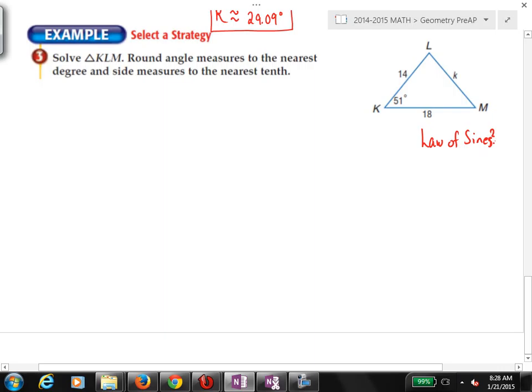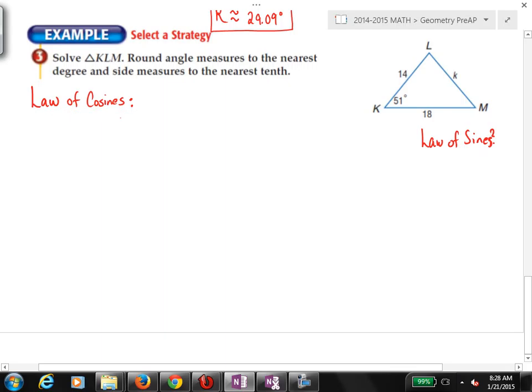No, because remember, law of sines requires opposing pairs, both the angle and the opposite side must be known. But if I look at K, I know the angle, but I don't know the opposite side. L, I don't know the angle, I do know its opposite side, but I need to know both for me to use law of sines. And this is not a right triangle, and I cannot assume it is, it might look like a right triangle, but I cannot assume that, so I have to use law of cosines.